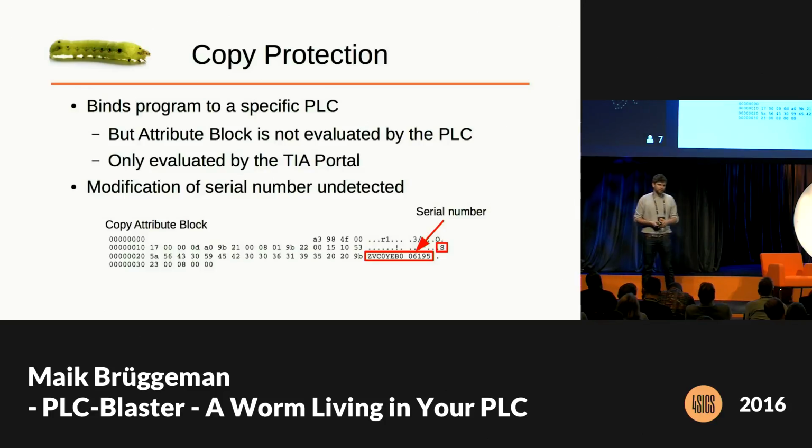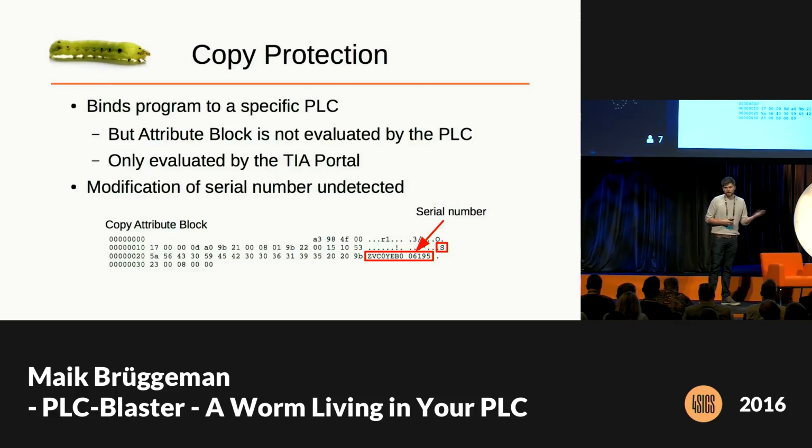The copy protection allows you to bind your program to a specific PLC. You can enter the serial number, and if you try to download the program to a different PLC, the TIA portal will say, oh, it's the wrong serial number, you're not allowed to do this. The problem here is it's a client-side protection, and only the TIA portal will check the serial number. And if you have your own tool, you can choose whatever serial number you like, and the PLC will accept the program. So it's broken, and again, it only protects the program that is already stored on the PLC.